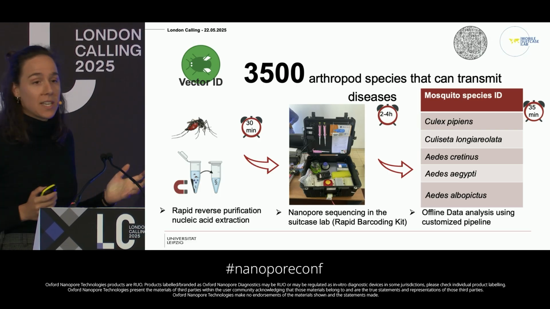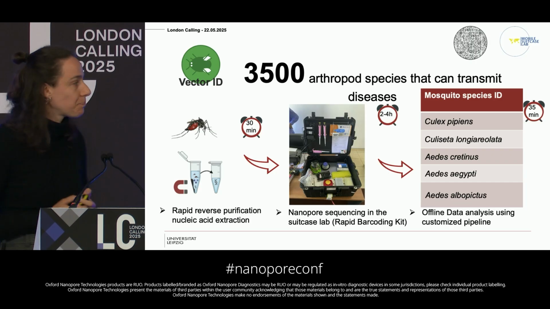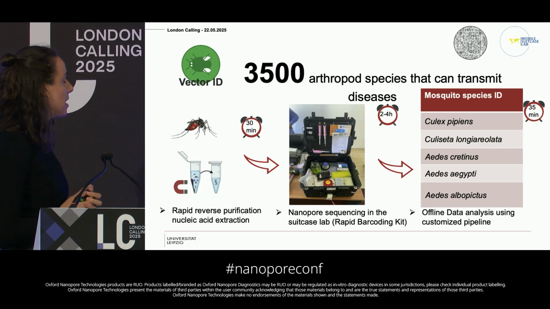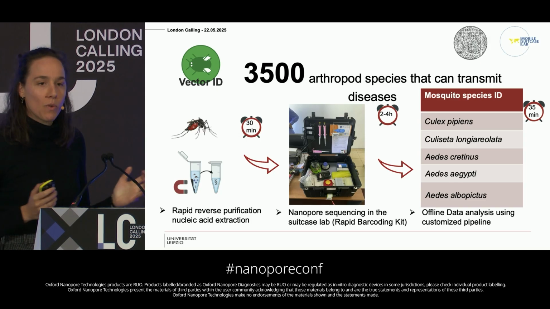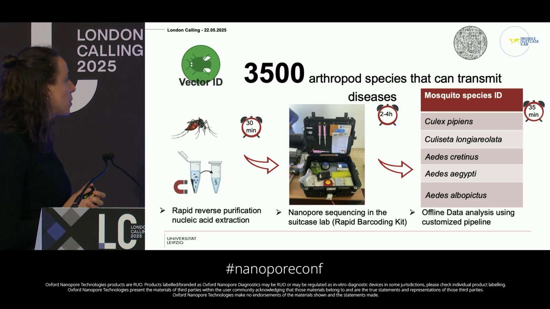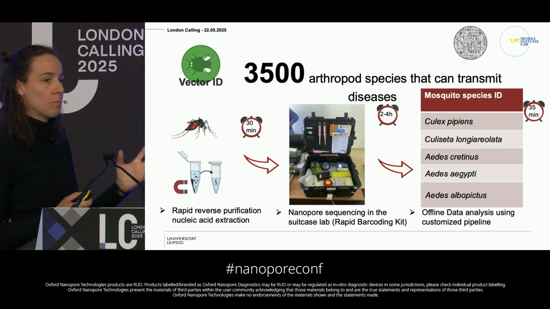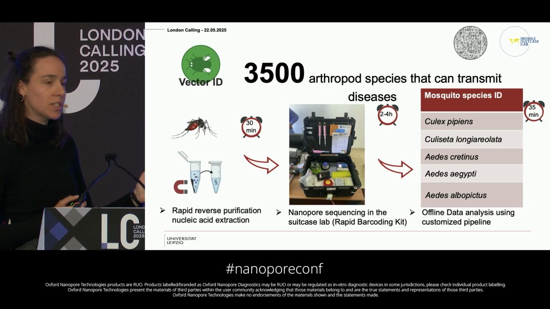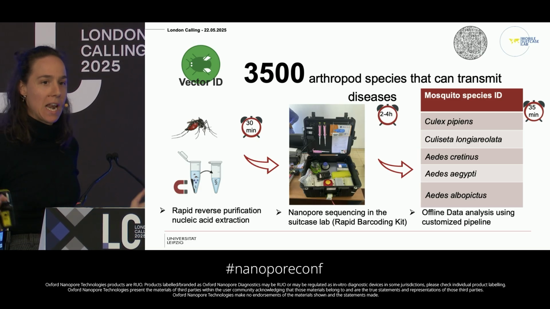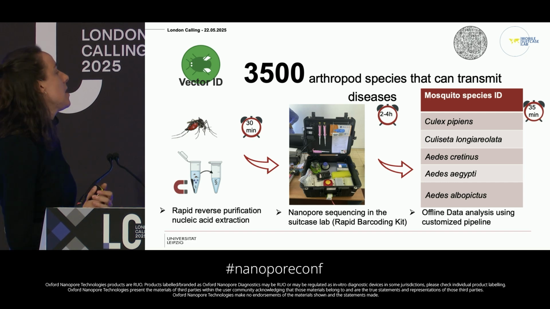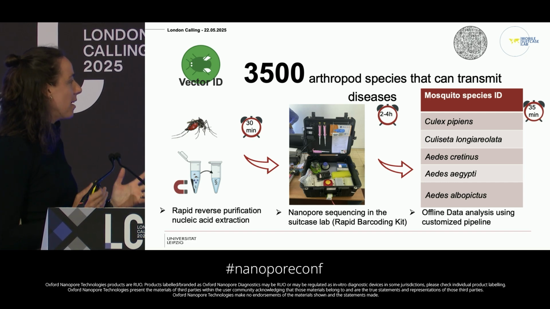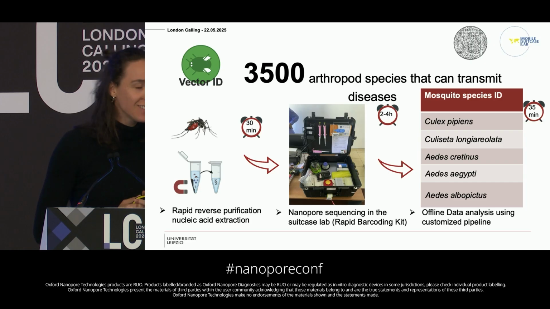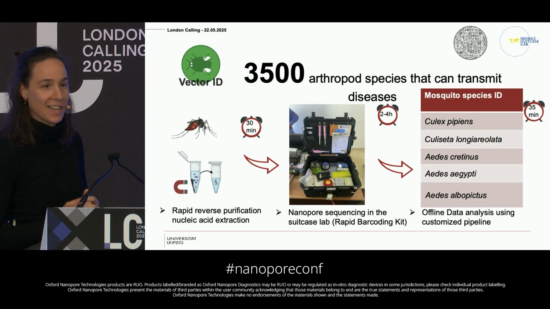And for us, interesting would be ticks and mosquitoes. We've done mosquito sequencing as well within the Suitcase lab in different settings. We use rapid purification nucleic acid extraction, which is based on beads that attach the inhibitors and not the DNA. So you have less stuff that you need to do for the DNA extraction. So you have a, let's say, quick and dirty extraction, which is enough for your analysis.